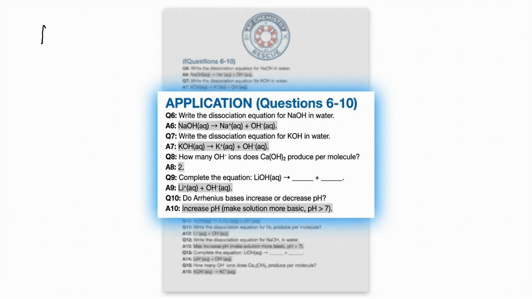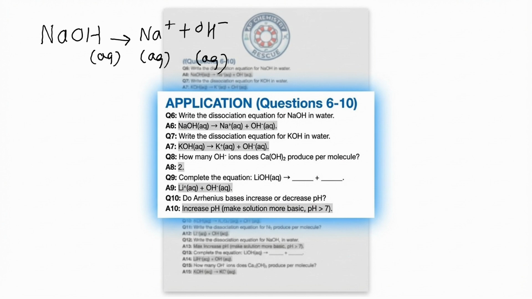So, NaOH breaks down into Na plus and OH minus. Everything is aqueous. Make sure you use a single arrow, not a double arrow. Strong bases like sodium hydroxide completely dissociate, so we use a single arrow going one direction. And when you put aqueous, this shows everything is dissolved inside water.